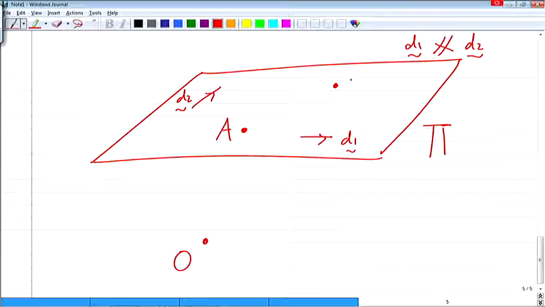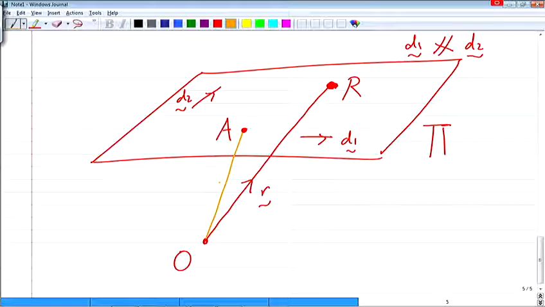So if I'm interested to find a general point R on the plane, our objective is of course to find OR, the position vector of R with reference to the origin O. So the trick, once again, is that OR is just OA plus AR. How then do I get AR? OA is just A, quite simple enough. I must get AR using the direction vectors.